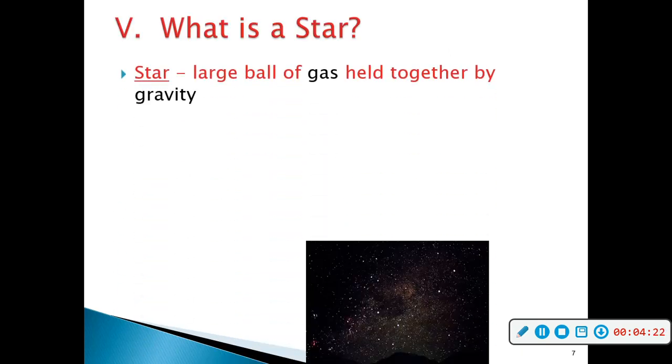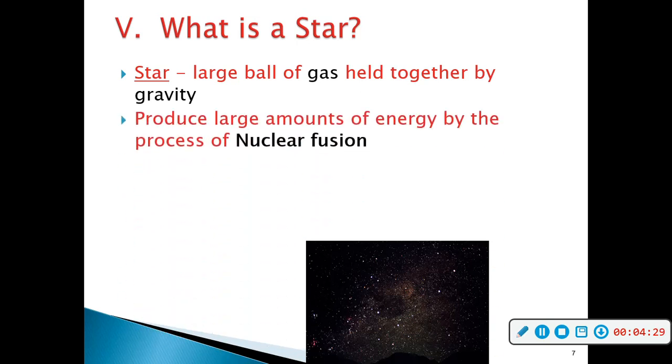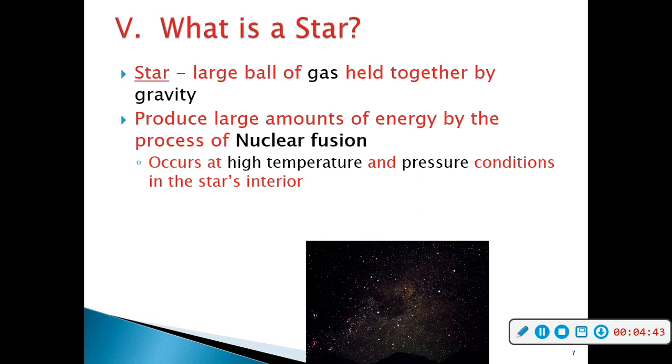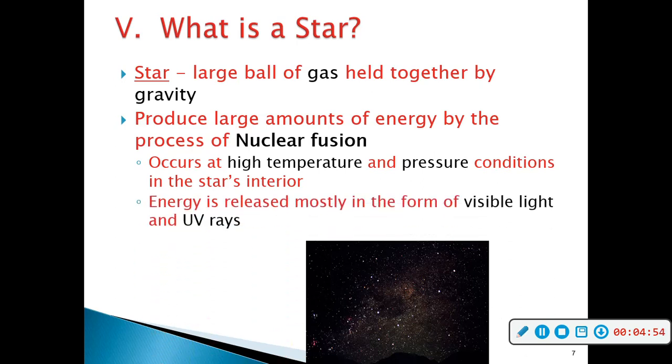A star is a large ball of gas held together by gravity. Again, gravity is the thing that holds everything together in space. It produces large amounts of energy by the process of nuclear fusion, and that's what provides our Earth this energy. We get the energy from our star, the sun. It occurs at high temperature, high pressure conditions in the star's interior, thousands to even millions of degrees Fahrenheit or even Celsius. Energy is released mostly in the form of visible light and UV rays towards the Earth. There are some other energies also, but a lot of that is shielded out by our atmosphere, thankfully. Otherwise, we could have some problems here on Earth.